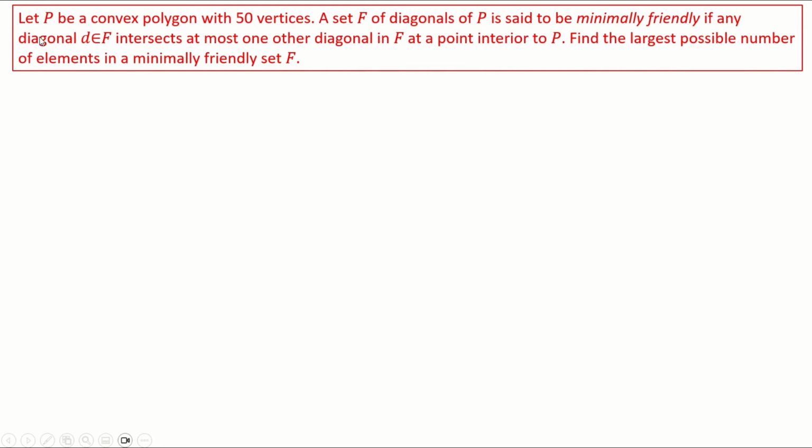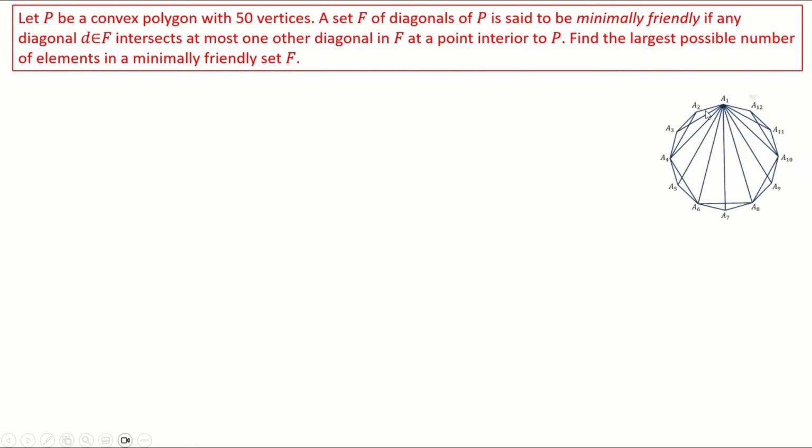Next, let P be a convex polygon with 50 vertices. Let's understand with the diagram. Example diagram this is. A set F of diagonals of P is said to be minimally friendly if any diagonal D belongs to F intersects at most one other diagonal in F. At most means either it can intersect another diagonal or not intersect. But at maximum it can intersect only one diagonal, at a point interior to P. Find the largest possible number of elements in a minimally friendly set F.